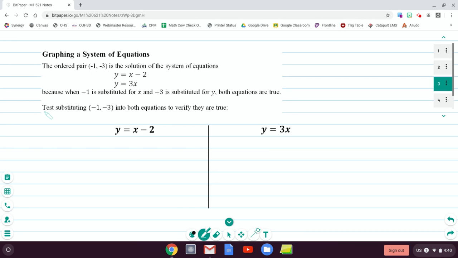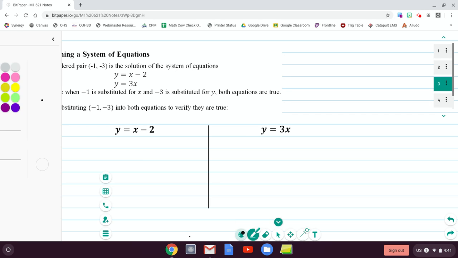So we're going to test plugging in -1, -3. We're going to plug this point in, -1 for x and -3 for y. We're going to plug it into both equations and make sure that they both come out true. Cool? So go ahead and write this down. Pause the video, write it down, and we'll continue. Okay, so let me get my blue pen. I like to write in blue.